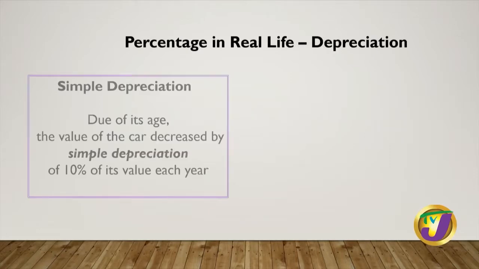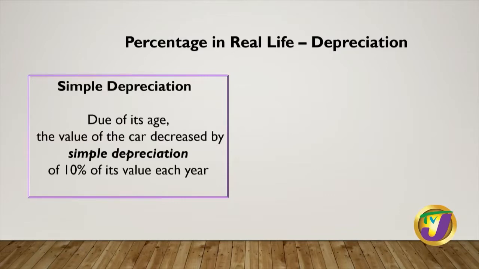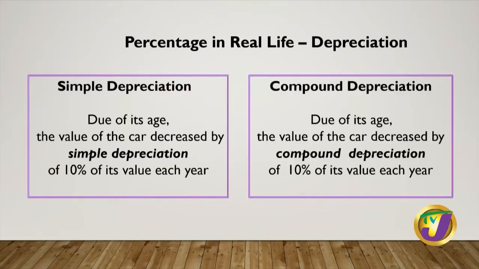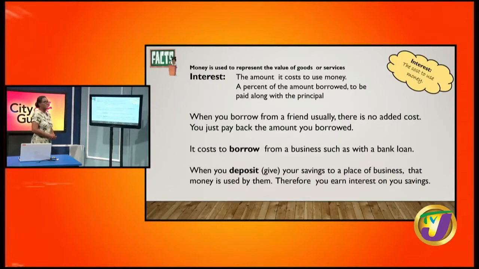So remember we said that simple depreciation is due to age, right? The value of the car decreased by 10% of its value each year. Or it could be, as we said, compound interest. All right? So some words that we might meet and need to understand.